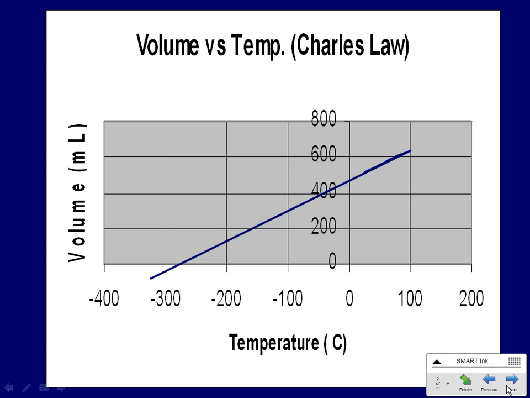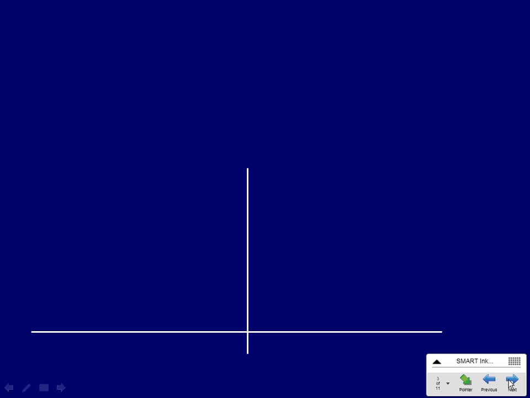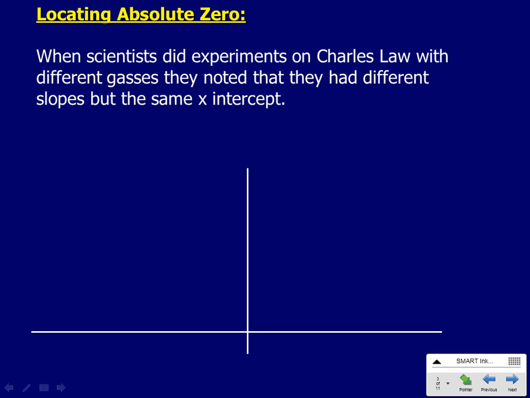And what I want to talk about now is what you did to locate absolute zero. So I do want you to write this down. The concept of absolute zero is fairly important. And this pair of lines is the same graph that you'd drawn. I just want you to make a little sketch of it.